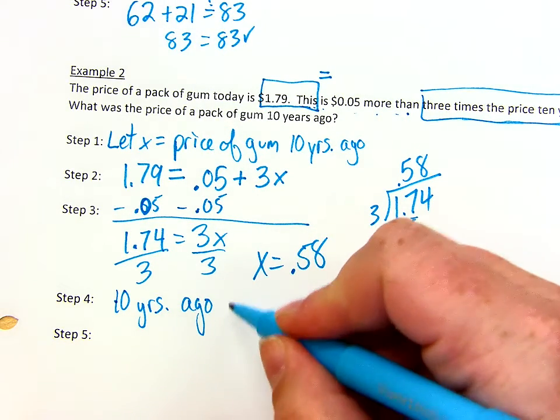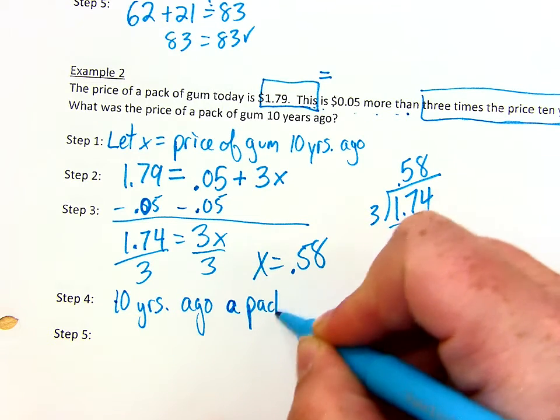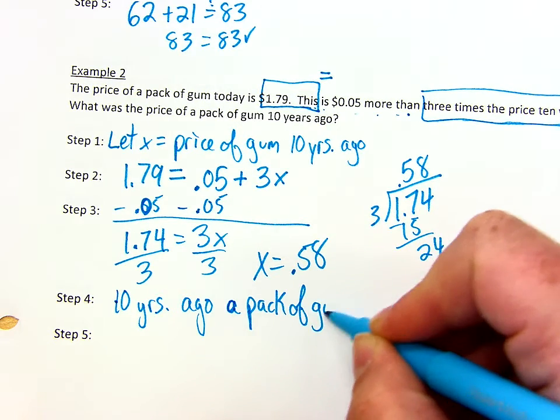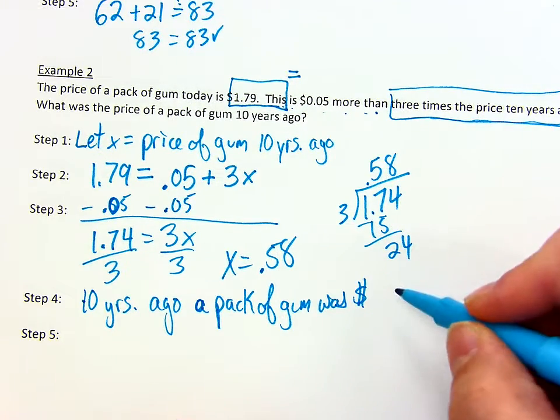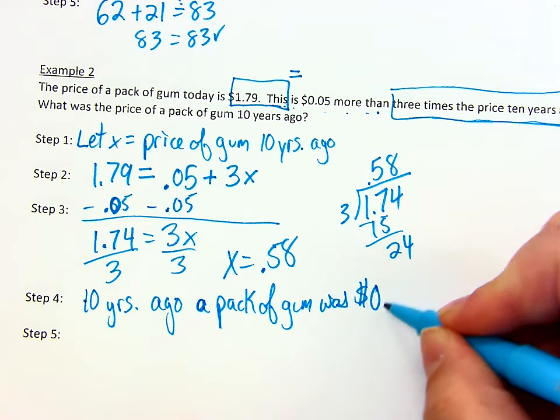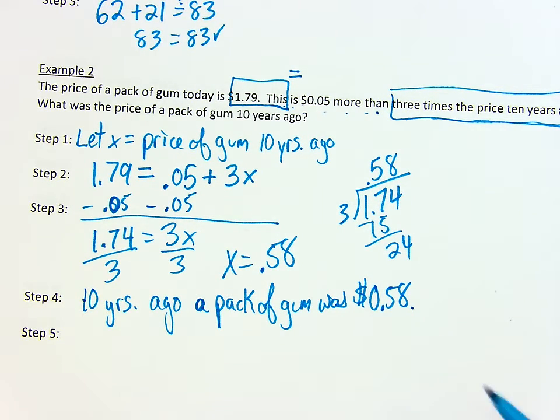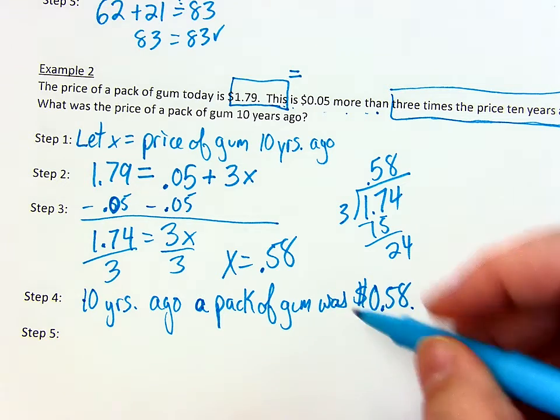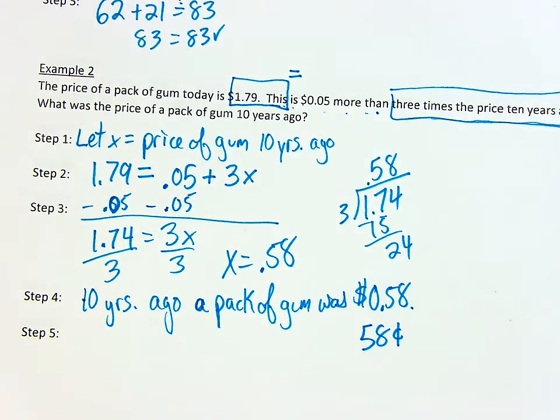Okay. 10 years ago, a pack of gum was 58 cents. Now, be careful with your units. See how I wrote it? I used dollars and I had 0.58. You could have also said 58 cents like that. That's elementary school. Either one's acceptable.